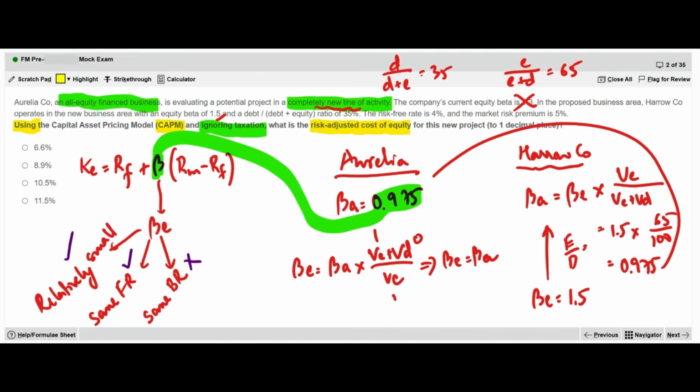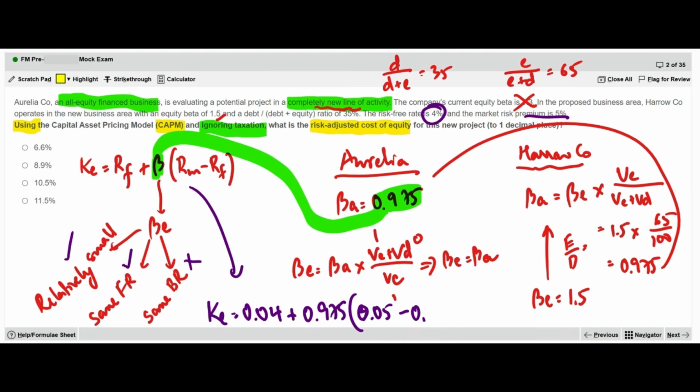So doing the rest of the calculation, KE is equal to the RF, which is 4 percent, 0.04, plus 0.975 into, and how much is the market risk premium, which is 0.05, 0.05 minus 0.04 is wrong. Why is it wrong?